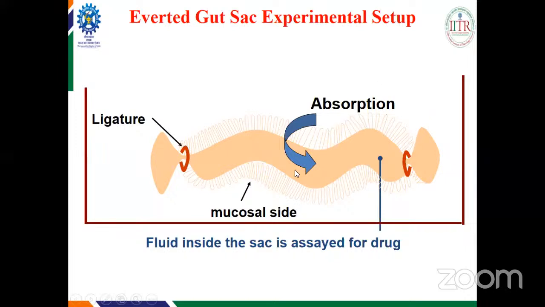When you put this segment into the buffer which contains the drug, the drug will get absorbed and reach the pocket of this everted gut. Then at the end of the experiment, you take out the intestine and measure the concentration inside this sac, and calculate the concentration present in the petri dish and how much came inside the sac, and then you can calculate the permeability of the molecule.